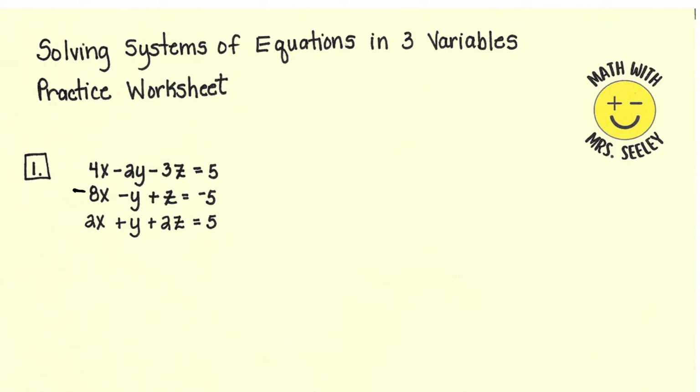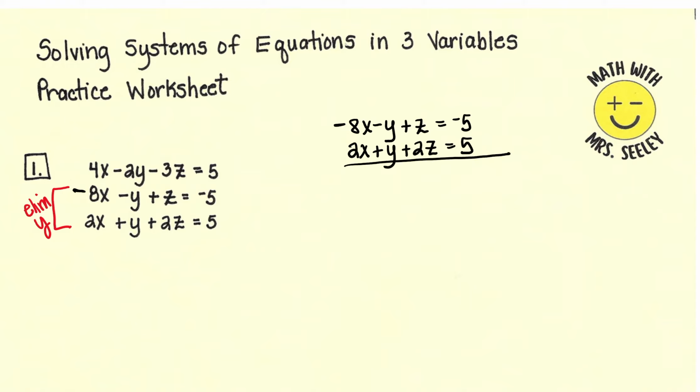In order to solve a system of equations in 3 variables, the first thing you must do is choose a variable to eliminate. Let's choose the y's in the bottom 2 equations because they're ready to go. So therefore, we're just going to bring them over just like they are. Negative 8x minus y plus z is equal to negative 5. And 2x plus y plus 2z is equal to positive 5.